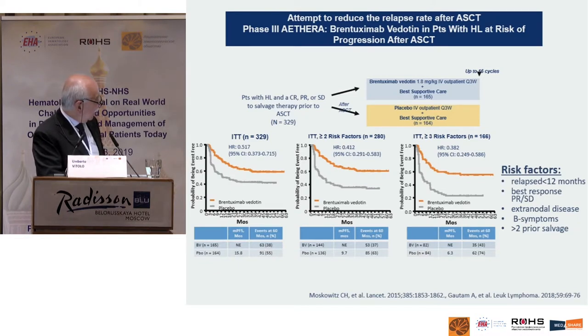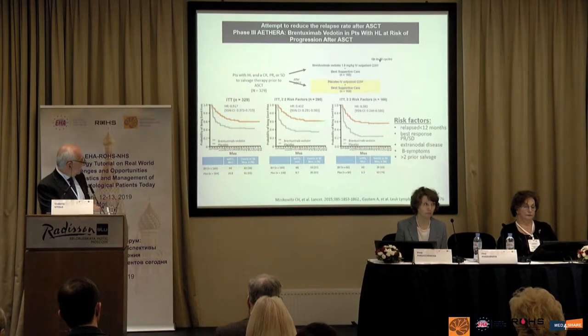not being in complete remission prior to autologous stem cell transplant, extranodal disease, B symptoms, and more than 2 prior salvage treatments. If you add brentuximab vedotin as a consolidation after autologous stem cell transplant, you reduce the risk of relapse in these patients compared to the patients who were randomized to best supportive care.